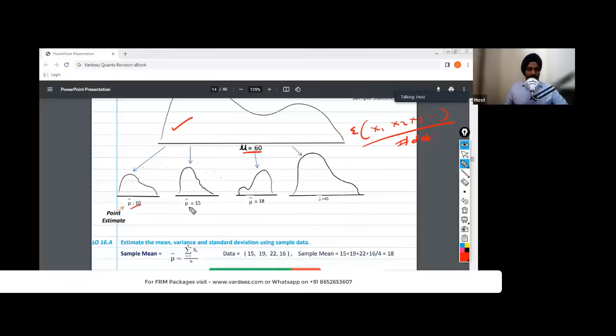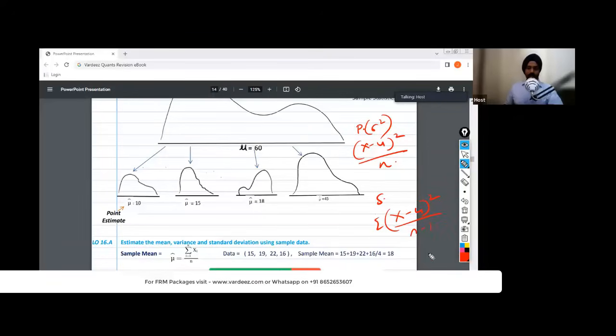What about the sample mean? Can I calculate it? Yes, the same formula, no change at all. What about variance? Variance is the same: x minus mu squared, divided by n for the population variance. For sample variance, what do we do? We take x minus mu, we square all the data points, and then we have n minus 1. That's the only difference that we have.